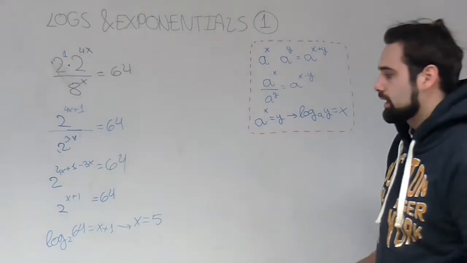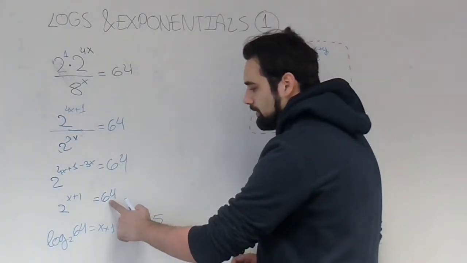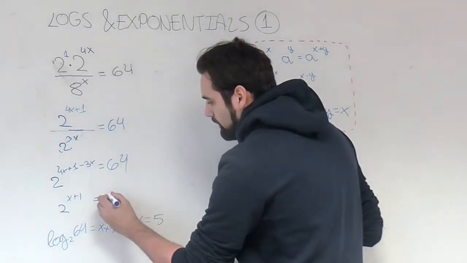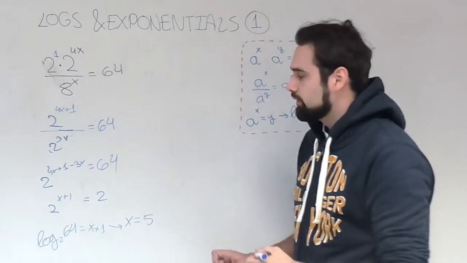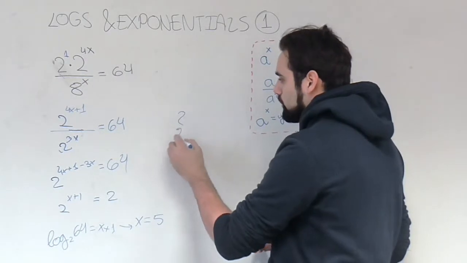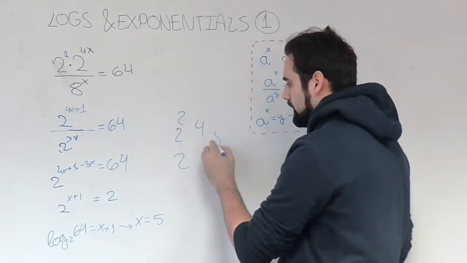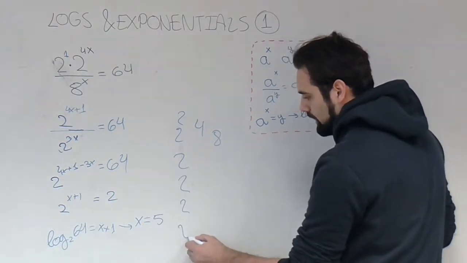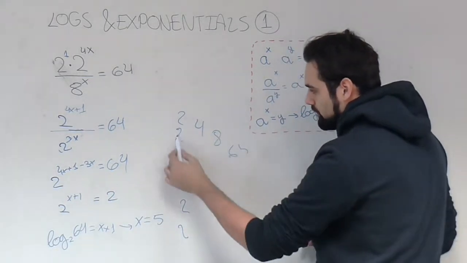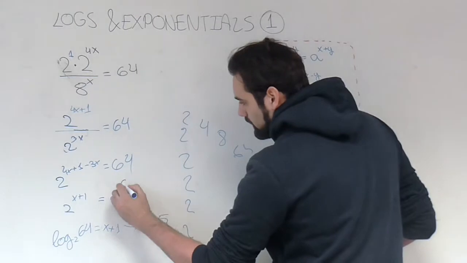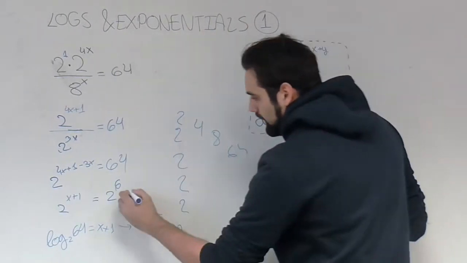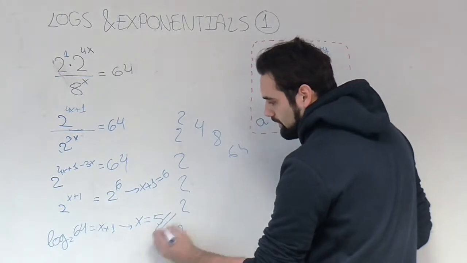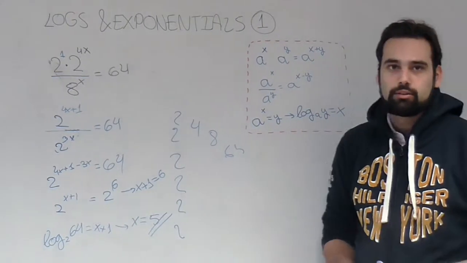And also another way I can do it is by simplifying 64 to 2 to the power of something. So we have 2 to the power of something that would give us 64. So 2 and 2 will be 4, another 2 will give 8, and then another 2's will give 64. So 1, 2, 3, 4, 5, 6. So 2 to the power of 6, and then I simplify x plus 1 equals 6, and again we will obtain that x is also 5.